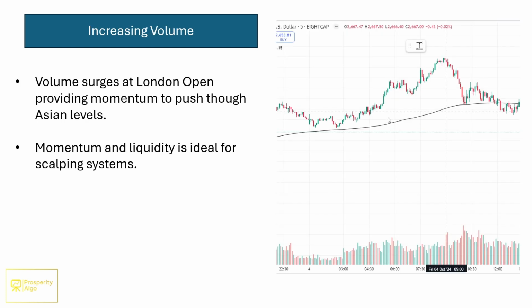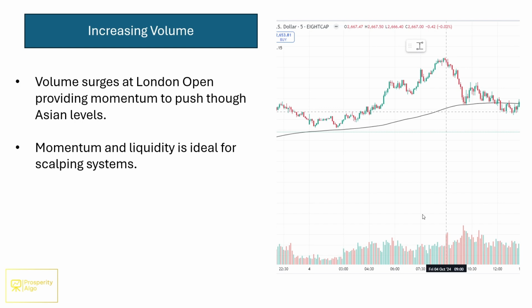And as you can see here, just to illustrate the point of not only volatility increasing, but also volume increasing. So here during more of the Asian session, we're seeing lower volume, not too much volatility. And as soon as the London session happens, we're seeing a significant surge of volume.